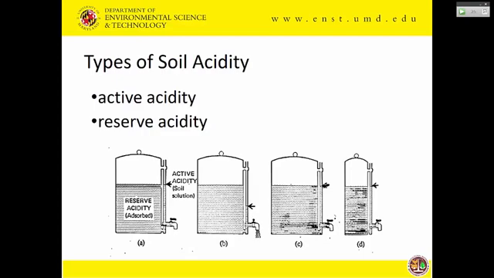Now, as this diagram shows, not all soils have the same reserve acidity. This one and this one have the same active acidity, but if you were to lime this soil with the same amount of lime you had on this soil, you would overlime it. And I'm going to tell you in a few minutes all the reasons why overliming is not a great idea.